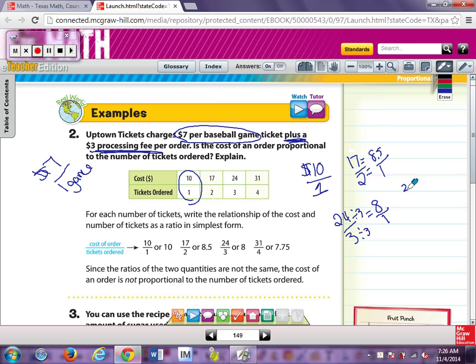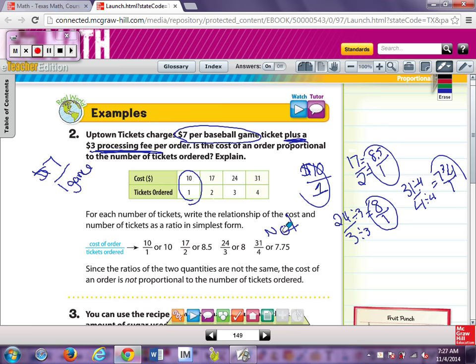Let's look at this 31 over 4. Okay, so I'll divide everything by 4 because I want to get a unit rate. 31 divided by 4 is going to be 28, 29, 30, and 3/4. No, none of these are the same. These are all different. So because they're all different, this is not proportional.